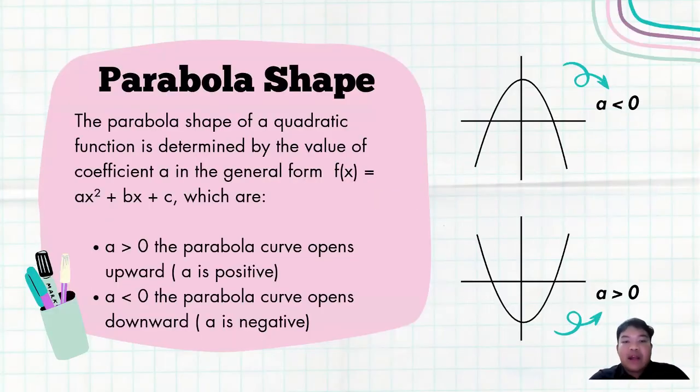The shape of a parabola depends on the value of coefficient a. If a is greater than 0, the parabola opens upward. This means the graph has a minimum point. On the other hand, if a is less than 0, the parabola opens downward. In this case, the graph has a maximum point. Therefore, by looking at the sign of a, we can immediately determine the direction of a parabola.